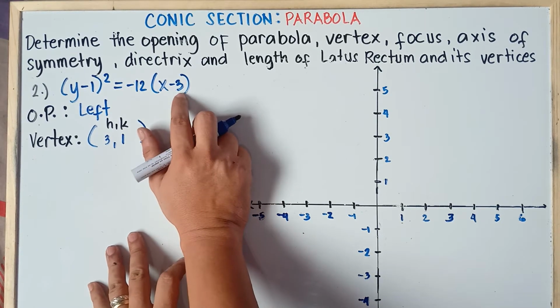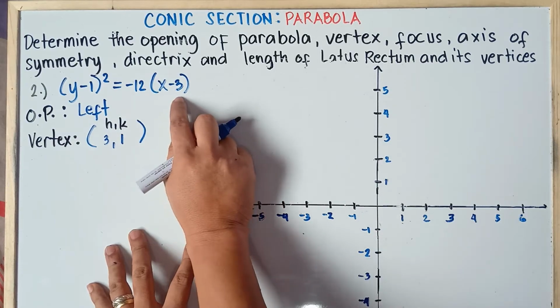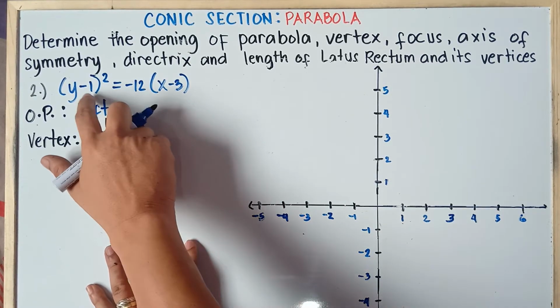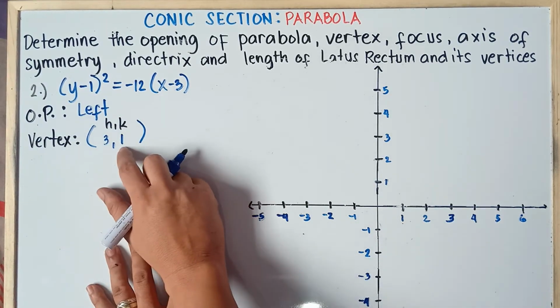H is beside x. This is negative 3. Get the additive inverse. That will be positive 3. This is negative 1 for k. Get the additive inverse. That will be positive 1.